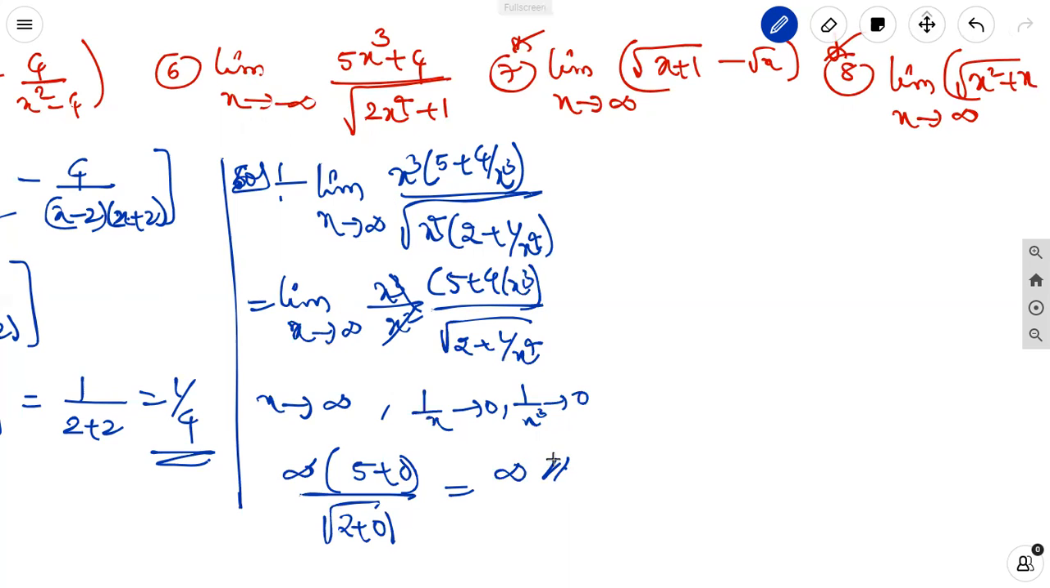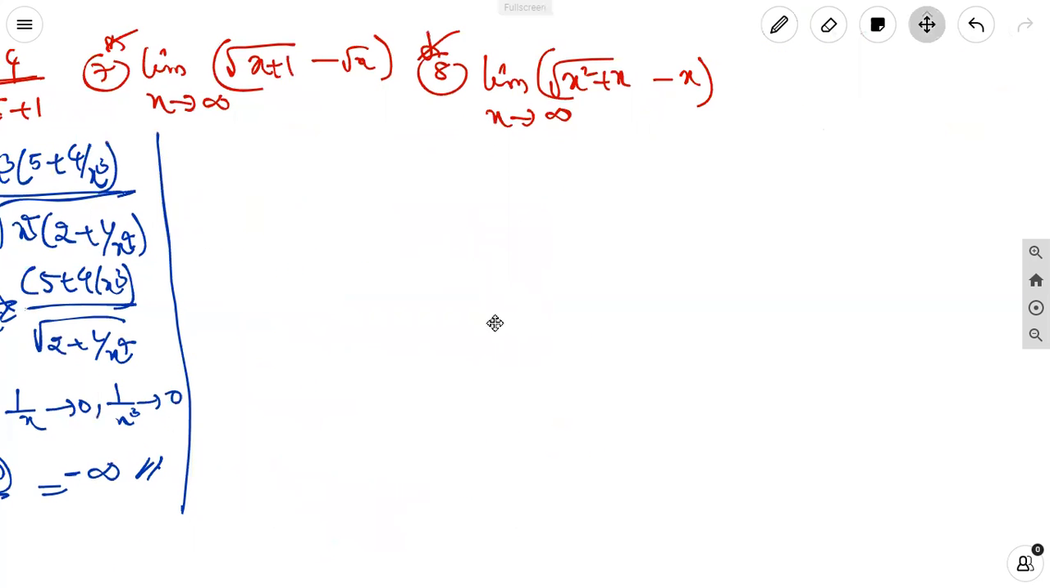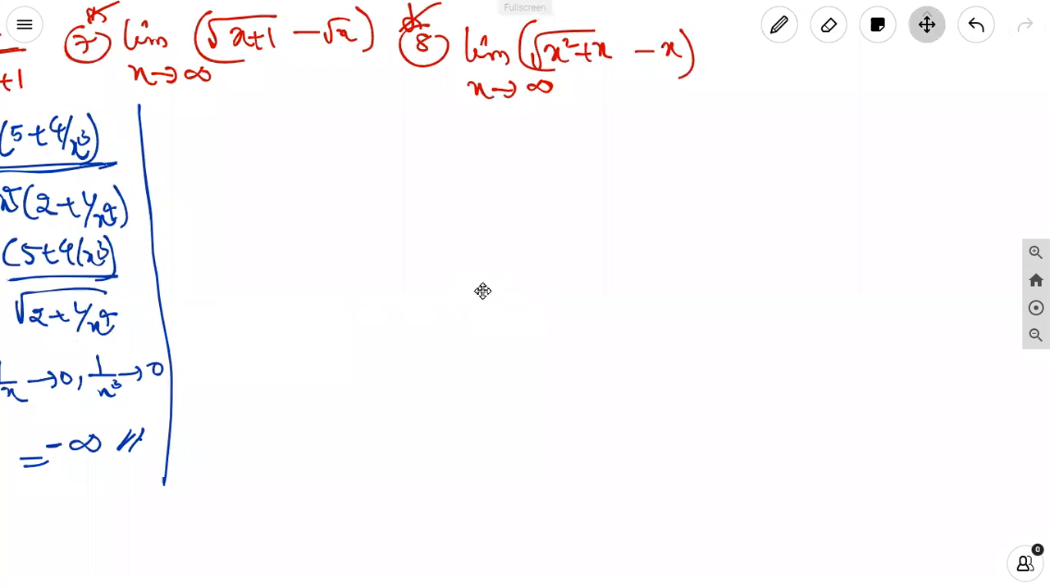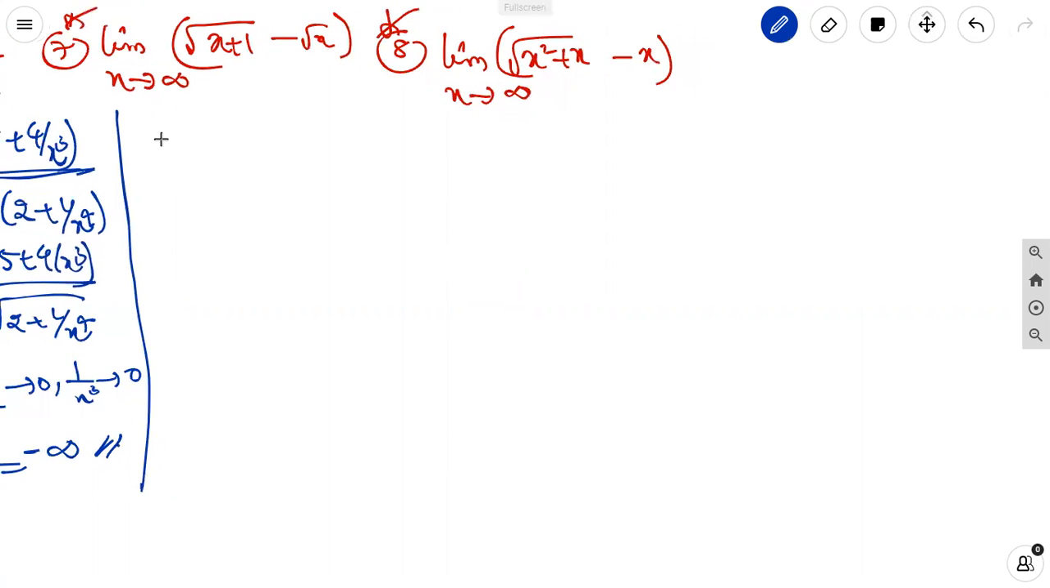The seventh one is, if it is minus infinity, then we can substitute minus infinity, then it should be minus infinity. If it is plus infinity, then we get plus infinity. The seventh and the eighth are both similar to one another. Why? Because in the numerator there is no common term, in that case we can rationalize the numerator term.